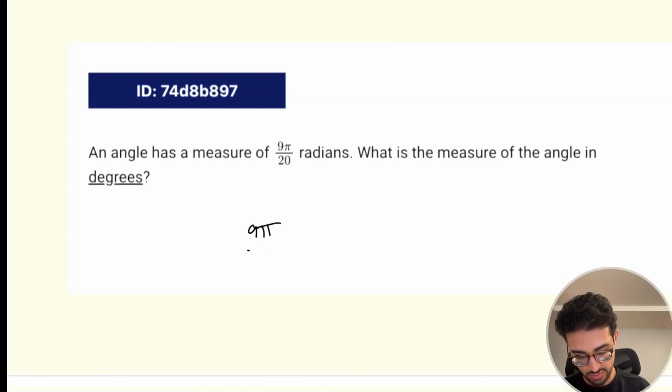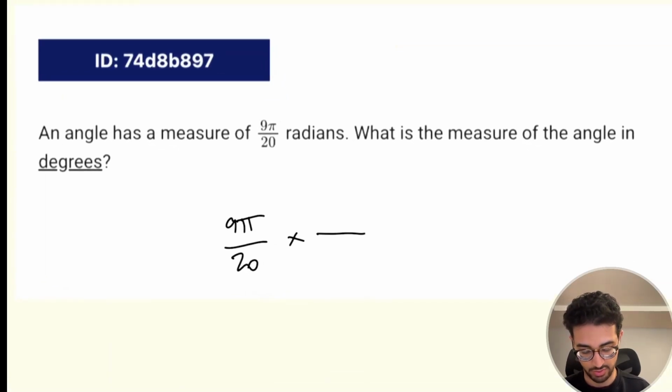To convert this into degrees, we have to multiply by something that's going to help us get rid of the pi over here. So let's multiply by 180/π, so we can cancel the pi out. Then we can say this is 1, reduce a little bit, then multiply and get 81 degrees here.